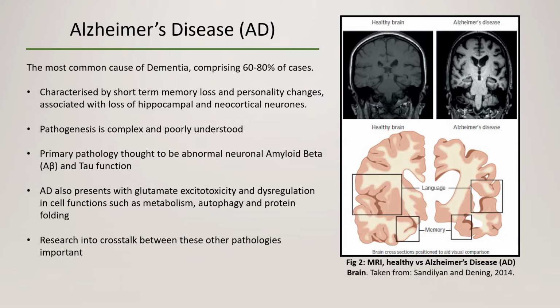However, the condition also presents with glutamate toxicity, alongside dysregulation in other cell functions such as metabolism, autophagy, and protein folding. Research into potential links between these pathologies is important in elucidating the full pathogenesis of the disease. On the right here we see in figure 2 an MRI of a healthy brain versus an Alzheimer's disease brain, with clear macroscopic changes in brain structure associated with loss in these neuronal types.